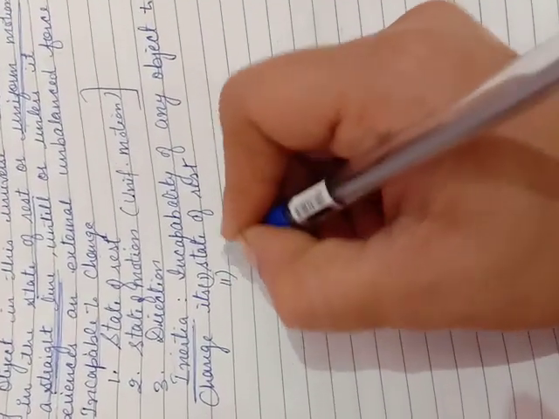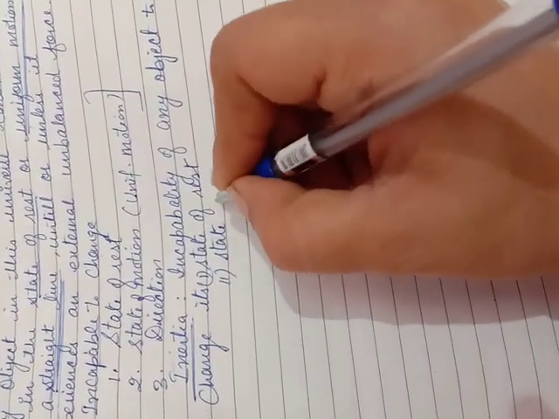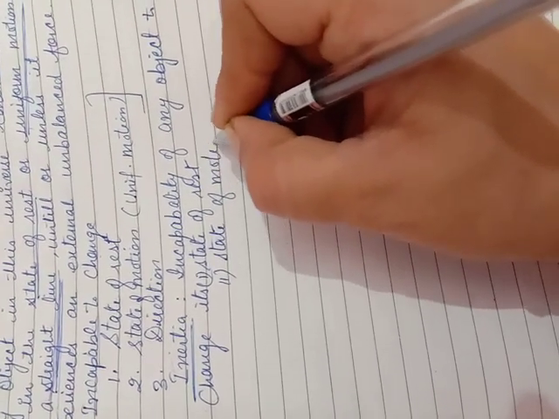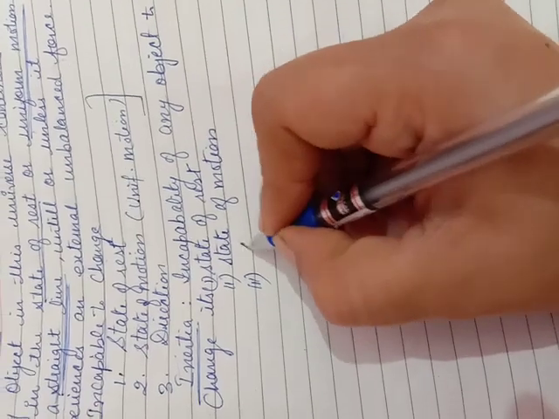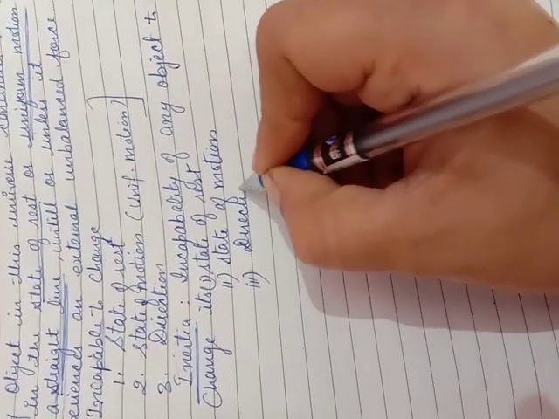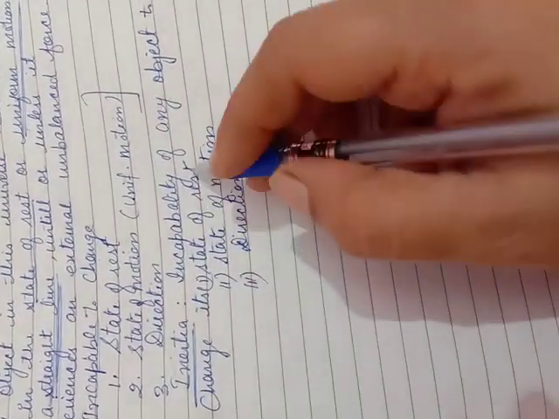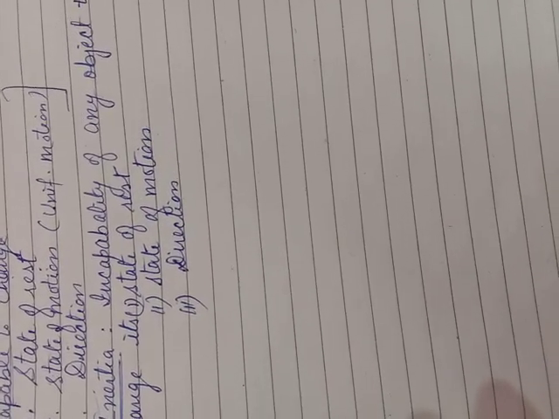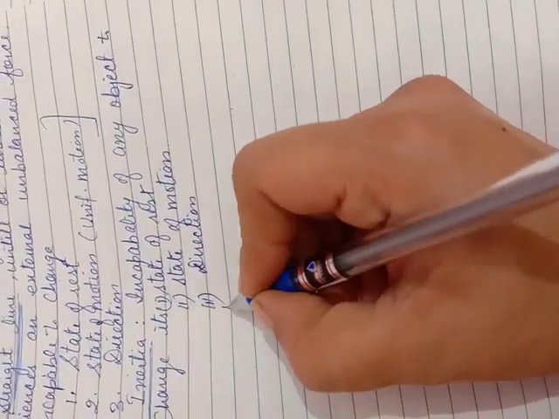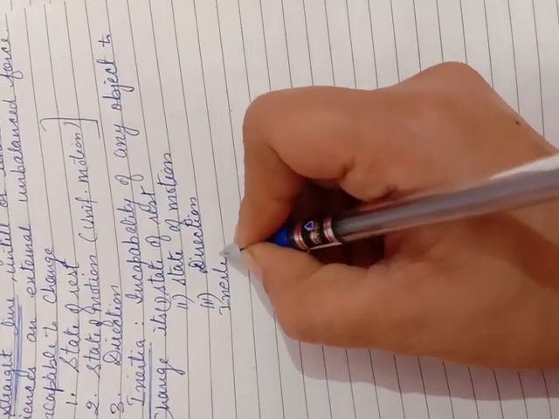Number 2, state of motion. And number 3, its direction. So this incapability to change the state of rest, state of motion, or state of direction is called inertia. Basically, we have 3 types of inertia.